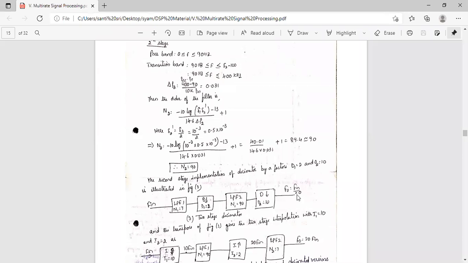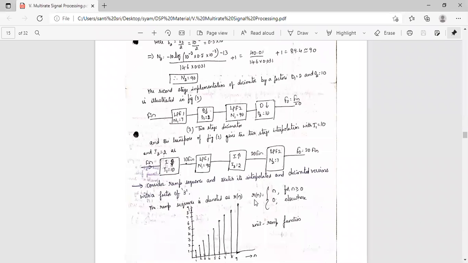This is the two stage interpolator. Next, the reciprocal of this one is the two stage interpolator, and this is the two stage decimator. So the reciprocal of the transpose of this one is the two stage interpolator. So I1 is 10, then an LPF, low pass filter with order 90, 10 into f in. So I2 equal to 2 with the order 7, so it is 20 into f1. So f0 equals 20 into f1. Here f0 equals 10 into f1. This is about the design of one stage and two stage interpolators.